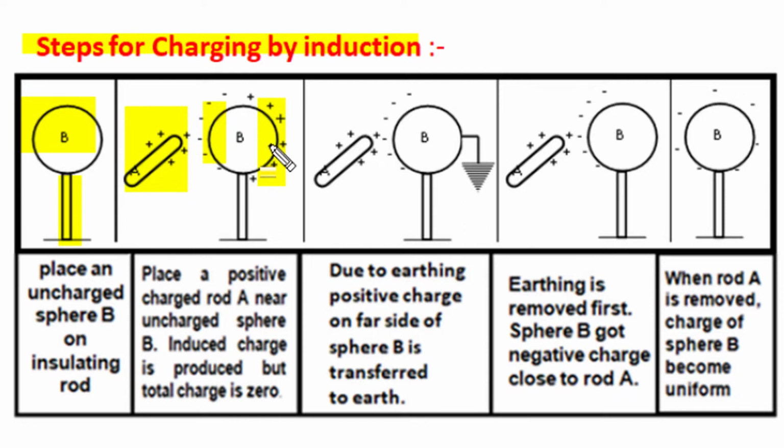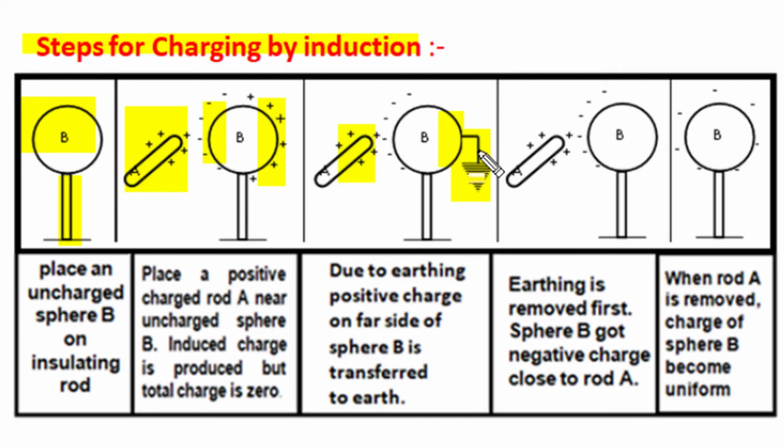Now if the far away portion is earthed, then electrons will move towards sphere B and neutralize this part of the induced charge, and the charge on the other part of the sphere remains as it is due to the induction phenomenon of the nearby charged rod.